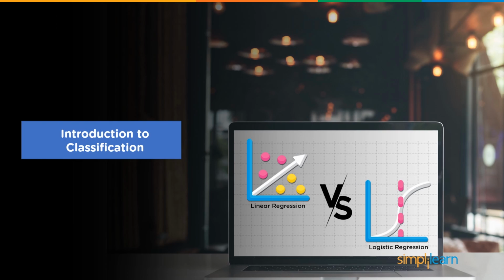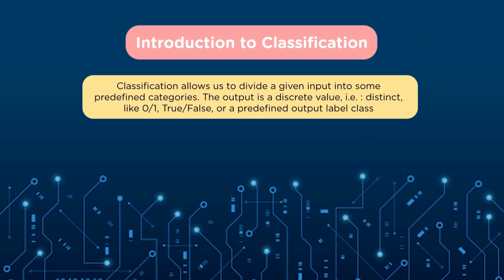So we're going to start with our introduction to classification. And so we want to start with our classification model. Classification allows us to divide a given input into some predefined categories. The output is a discrete value. It's distinct, like 0, 1, true, false, or a predefined output label class.